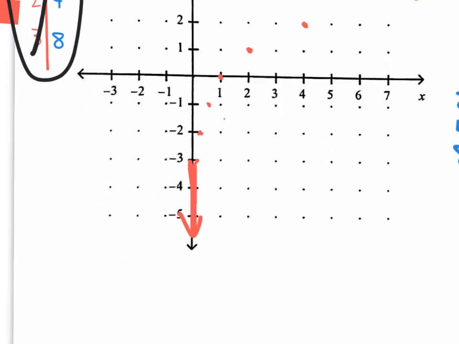So I'm going to start with my asymptote, and I'm going to move that asymptote 1 unit to the left and 2 units down. So my arrow is still going to be over here, but it's just 1 unit to the left. All of these coordinates are going to move 1 unit to the left and 2 units down, and so on and so on. Okay?